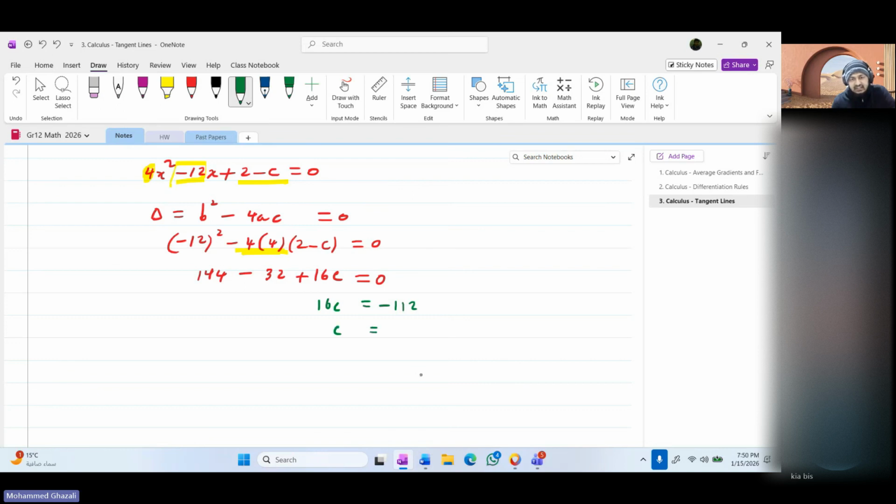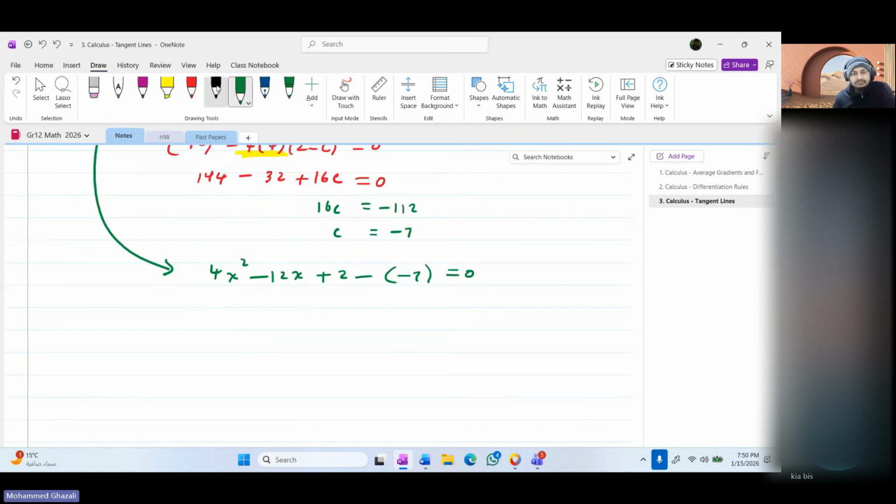So the value of c is negative 112 divided by 16. I'm getting negative 7. The value of c is negative 7. Now I'm going to take the value of c, which is negative 7, and put it into this quadratic equation here, which is 4x squared minus 12x plus 2 minus 7 is equal to 0. I'm going to solve for x here. So I have 4x squared minus 12x plus 9 is equal to 0.